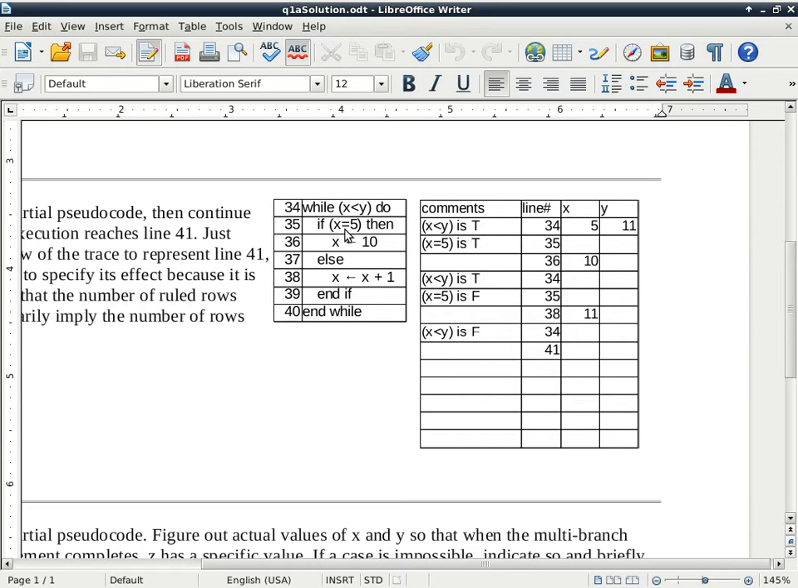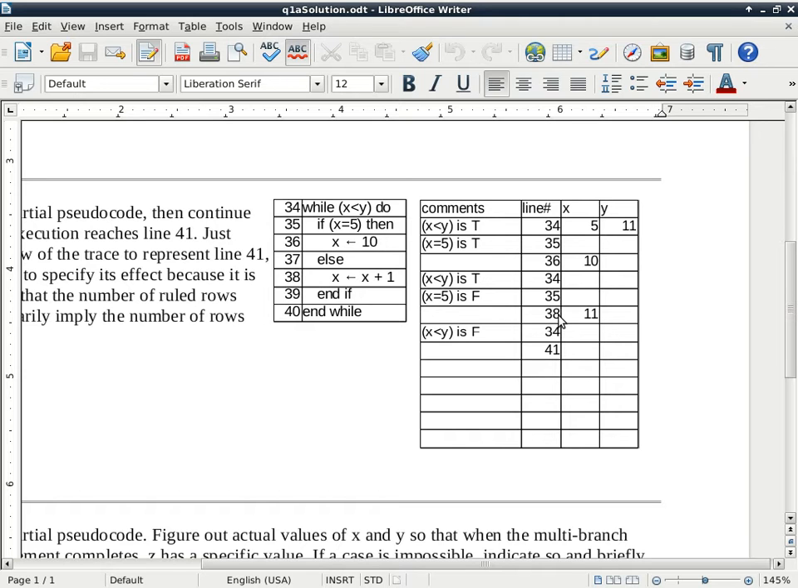X equals 5 is false because x now has a value of 10, not 5 anymore. So we have to go to the else part of the conditional statement, which is on line 38. Line 38 is just adding 1 to x. X had a value of 10, now it is 11. After line 38, we exit from the inner conditional statement.